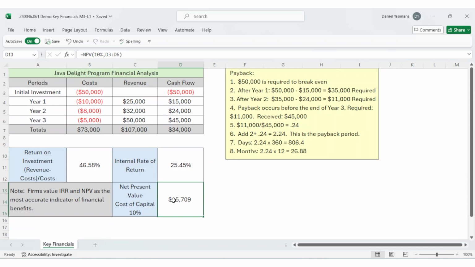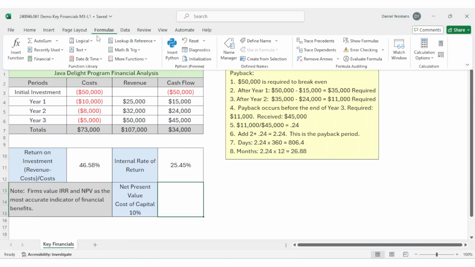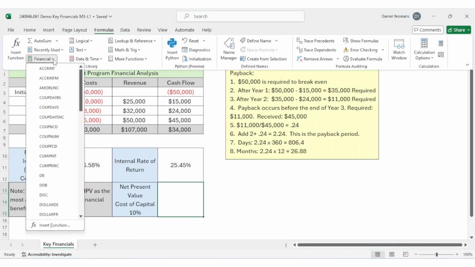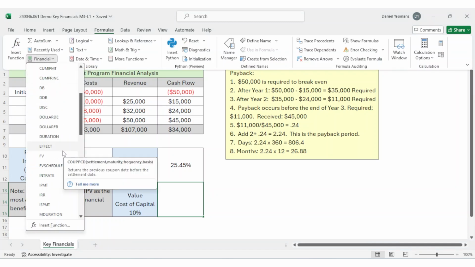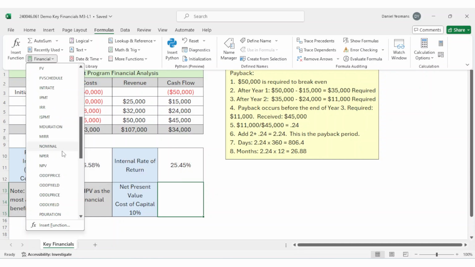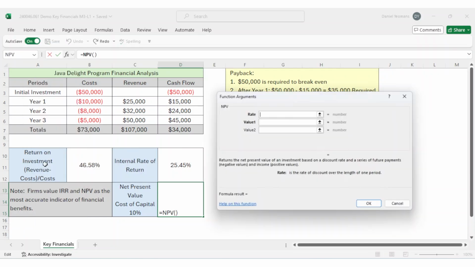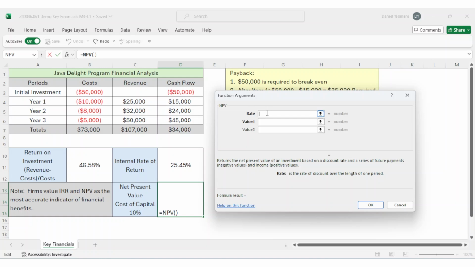I will now demo how we calculated $15,709. Again, I will go ahead and delete this result. We will go to formulas, we will go to financial, and we will search NPV. It is in alphabetical order. Once we find NPV, we do have to put in the rate. This rate is the cost of capital. We can put in 10%.